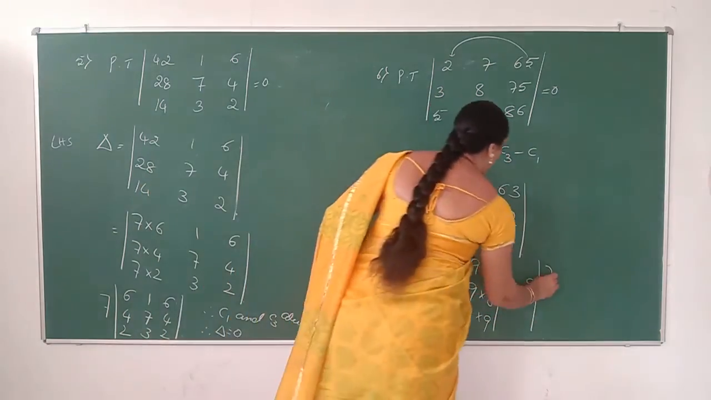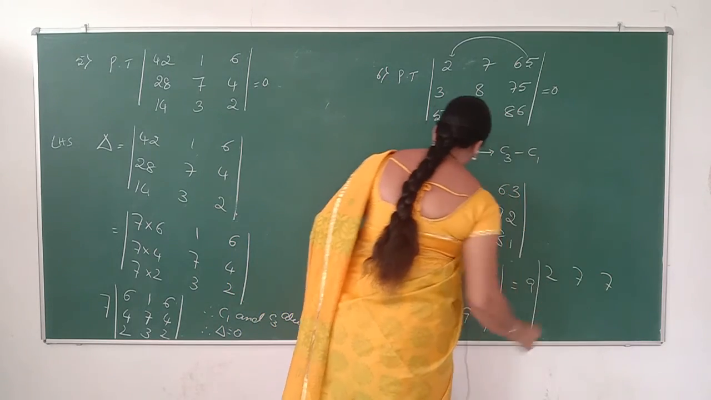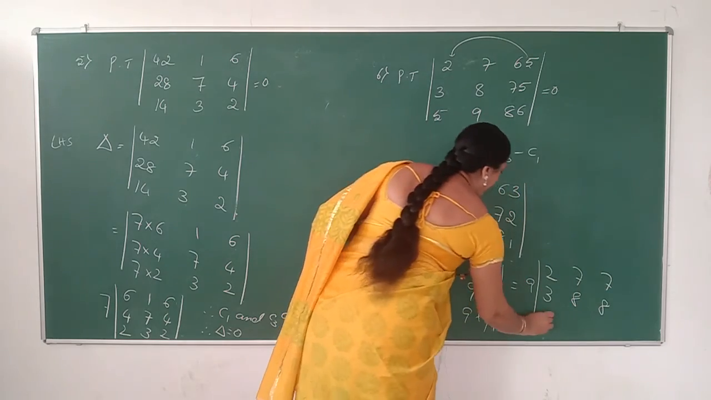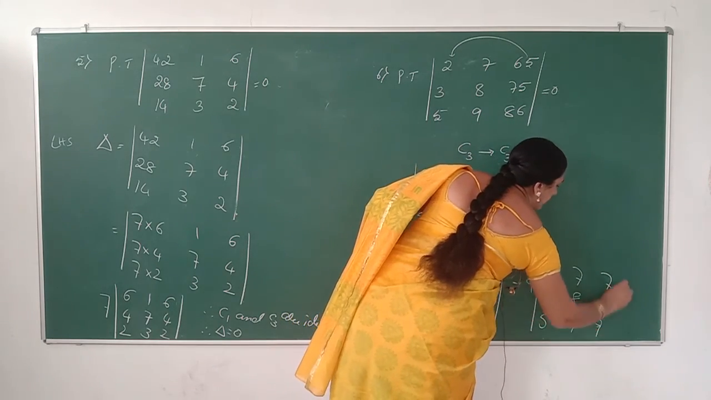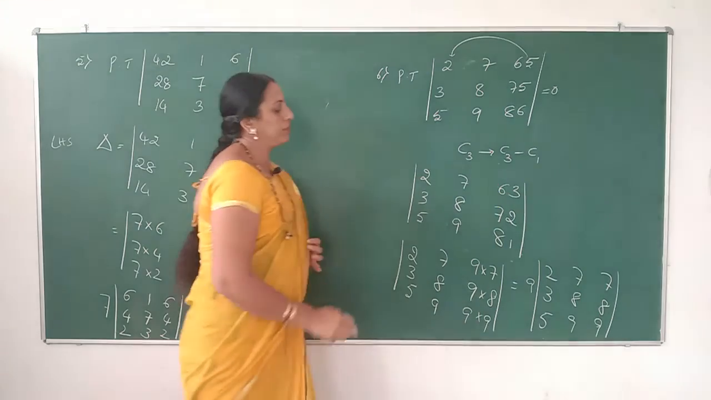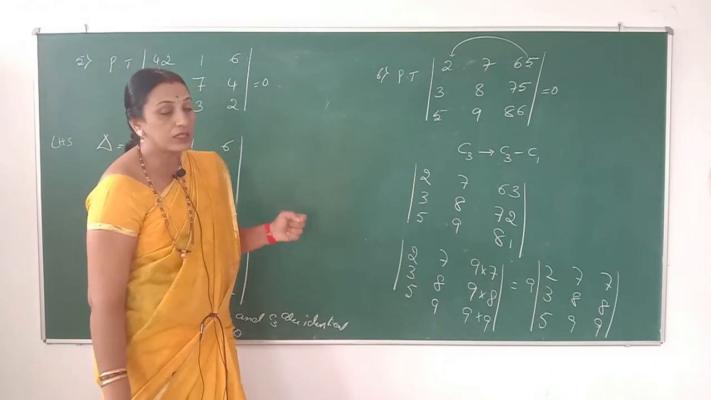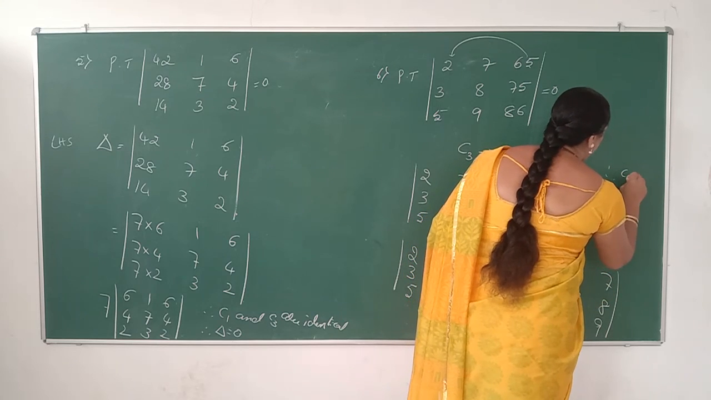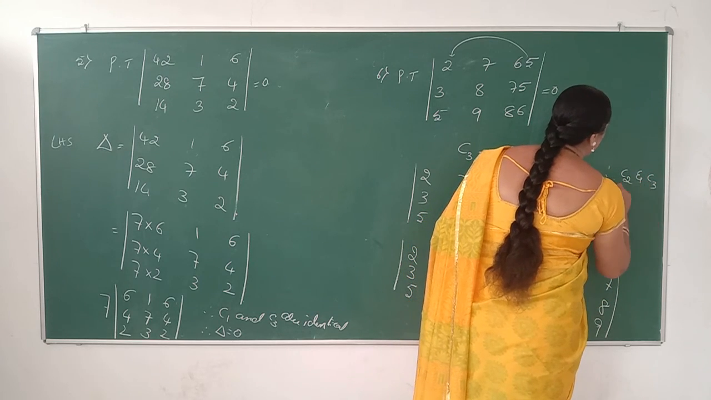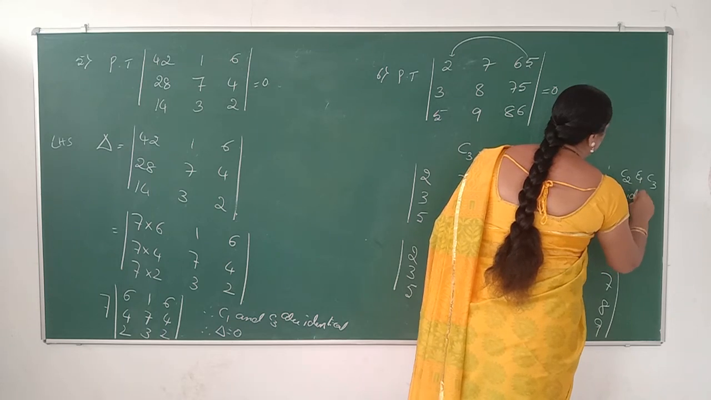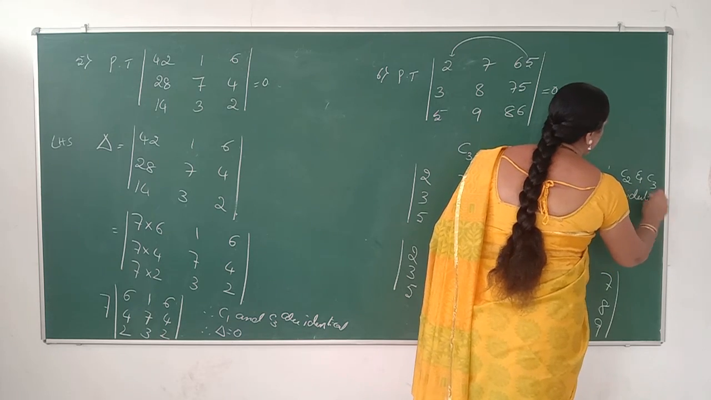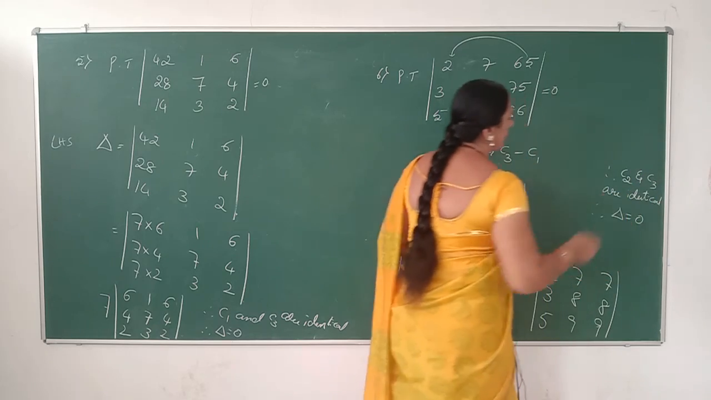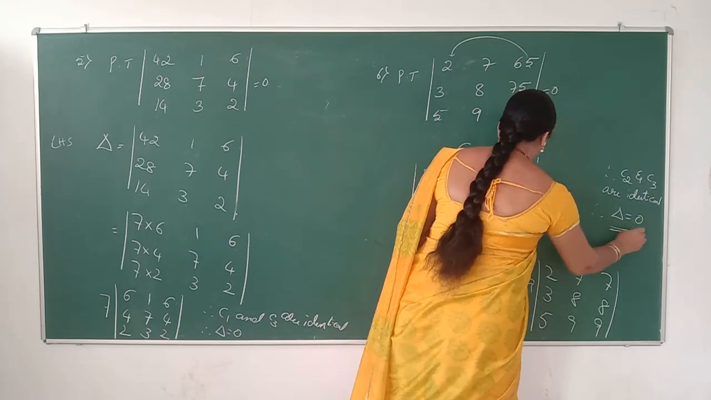After that the columns are 2, 7, 7; 3, 8, 8; 5, 9, 9. Then we observe the elements of the second column and the third column are identical. Therefore C2 and C3 are identical. So the value of delta is nothing but 0, that is the RHS.